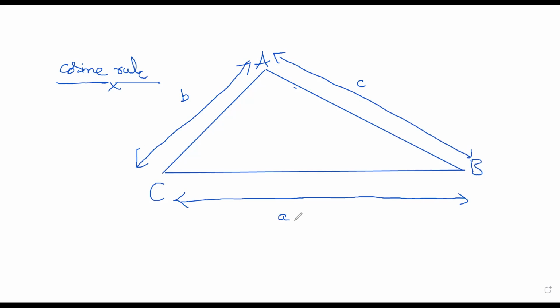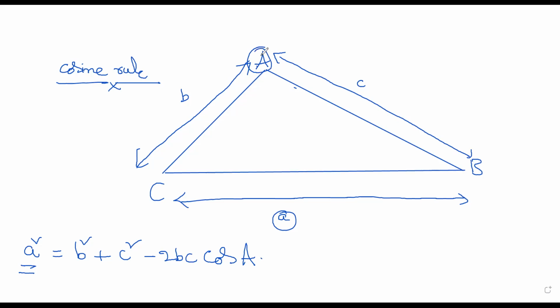What does this cosine rule say? I can choose any side. It says that the length of the side a can be represented as a square equals b square plus c square minus 2bc cos A, where A refers to the angle A. This is what the cosine rule says.